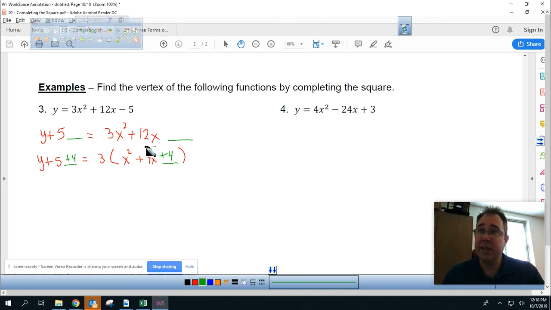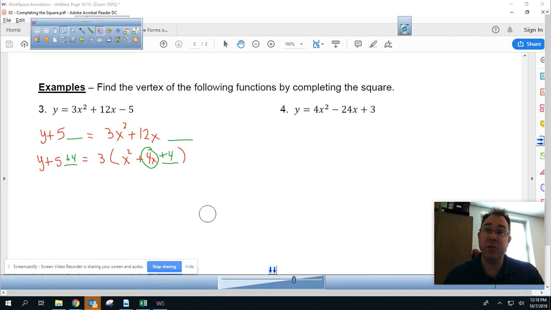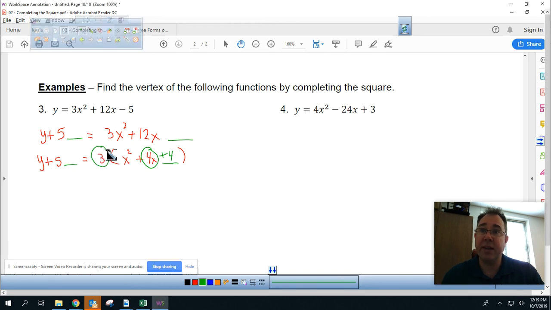The fast way to do this is take half of the middle number. The middle number is your 4x, so it's the 4. Take half of that, it's 2, and always square it. Half of 4 is 2, square it, I get 4. Now, if you followed me, you probably wrote plus 4 here and plus 4 on the other side. And that's a common error because when you have an A number, this 3 in front right there has to still be multiplied by that.